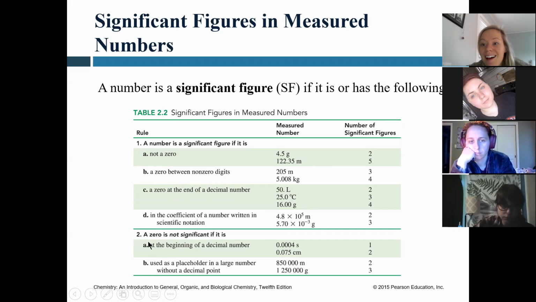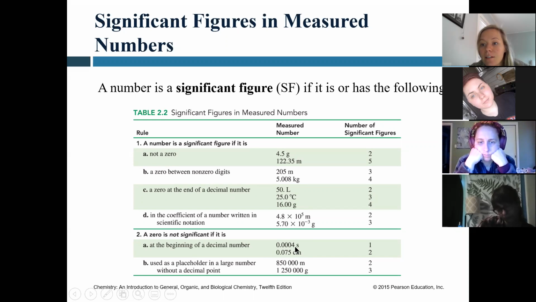When are zeros not significant? A 0 is not significant if it's at the beginning of a decimal number. So you want to find your root number. Here's the 0.075. The number really starts with the 7. This 0 in the front, and same thing with 0.0004, these zeros in the front are not giving us anything about precision. They're just telling us how small the number is. They're acting as a placeholder. So I don't include those as being significant.